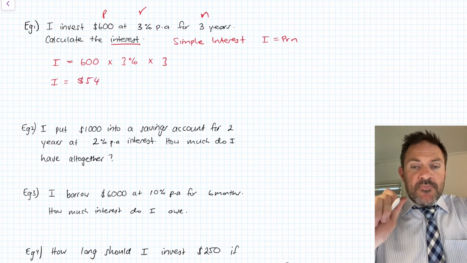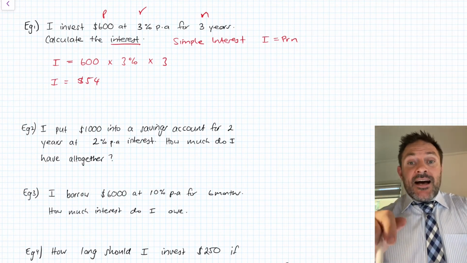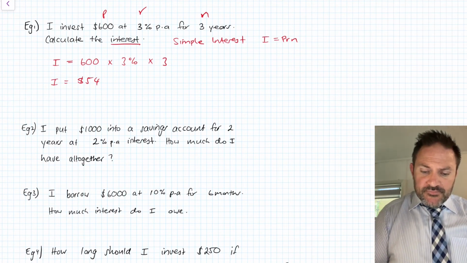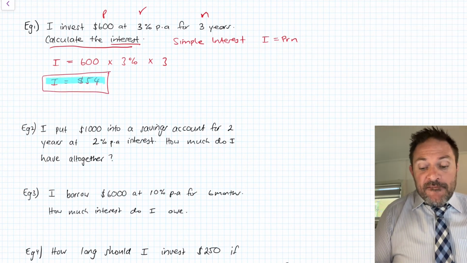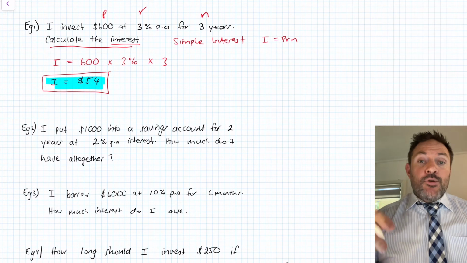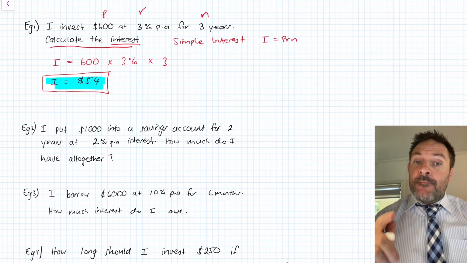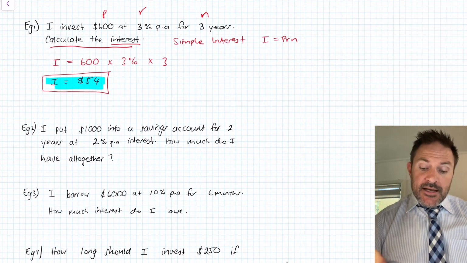Now I'm going to come back to the question. Did it ask for the interest or did it ask for how much do I have altogether? Calculate the interest. Therefore, that I equals is my final answer. Always go back, reread the question every single time. Don't lose careless marks, okay?